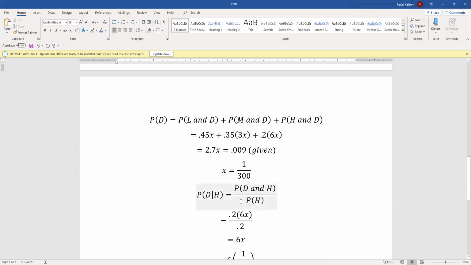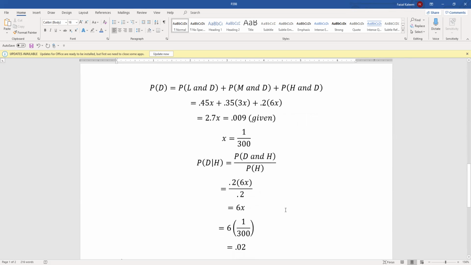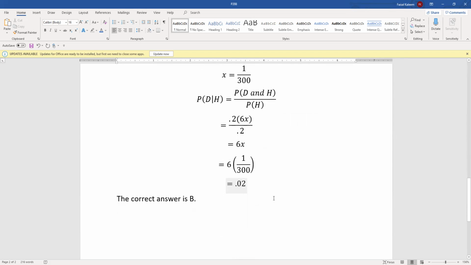But if you want to satisfy yourself that we are using our well-known formula, death given high risk will be death and high risk divided by high risk. So death and high risk was this entry, which was 0.2 times 6x, and then you divide by high risk. So you do get the 6x that I mentioned. And that would be 6 times 1 over 300, which is 0.02. That's choice B.